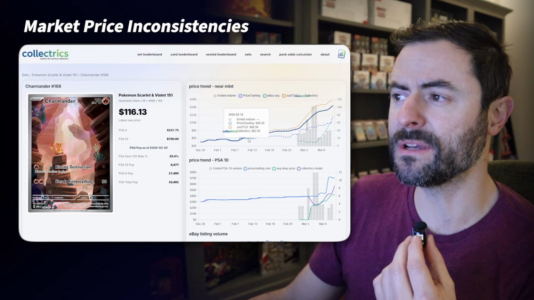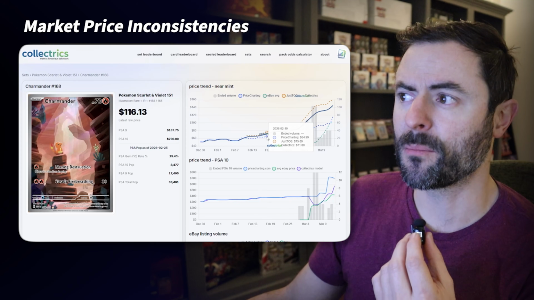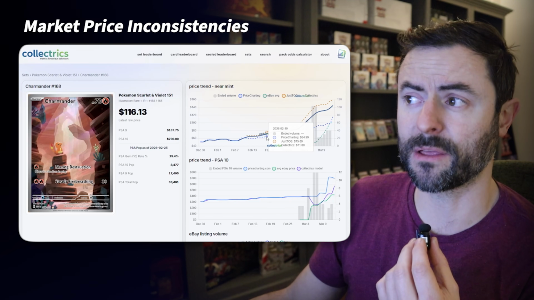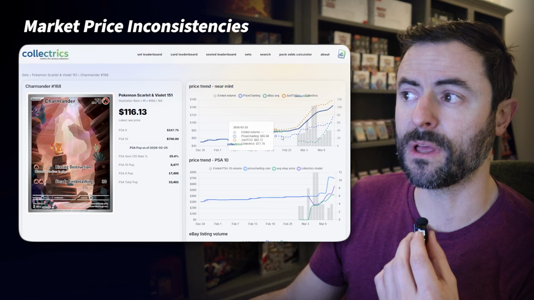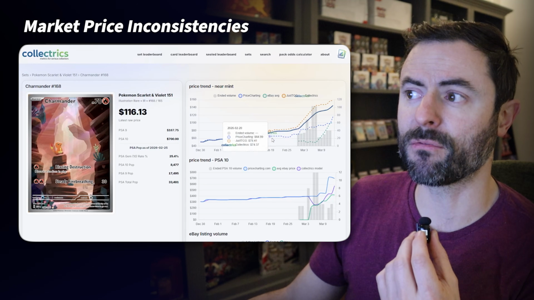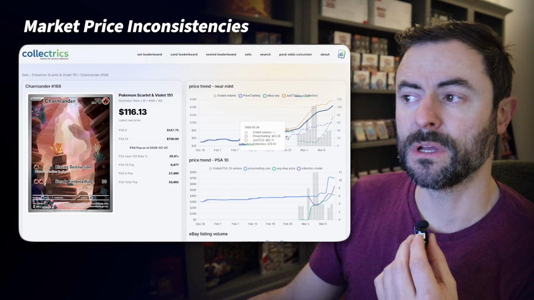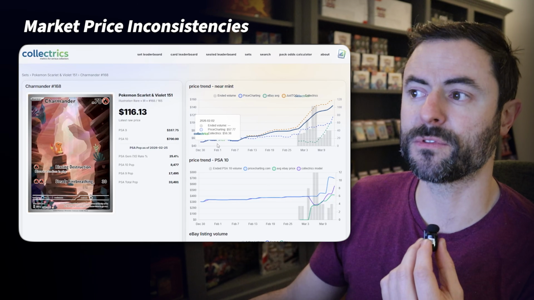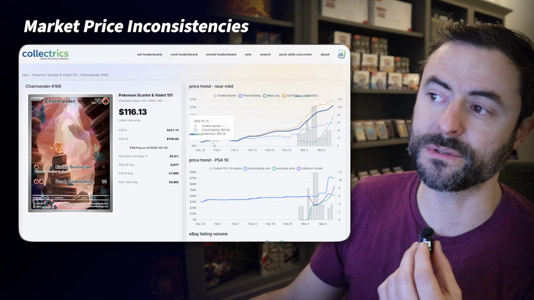Really, when these prices started to separate, PriceCharting has, I think, a rolling window, or they only adjust these prices every other day or so. So there's a different type of strategy that they've employed. Their model is different.